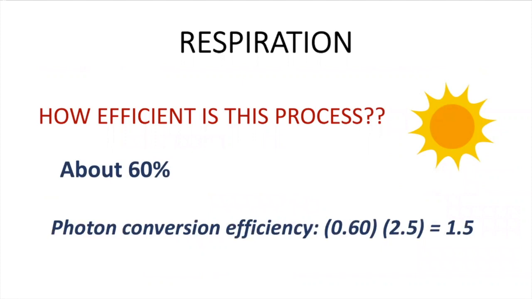In order to consider the impact of respiration in photosynthesis efficiency, we need to multiply photosynthesis efficiency by respiration efficiency. The result will be what we call photon conversion efficiency. And in here we have 1.5. 2.5 multiplied by 0.6 is equal to 1.5. Here is the number we've been looking for.